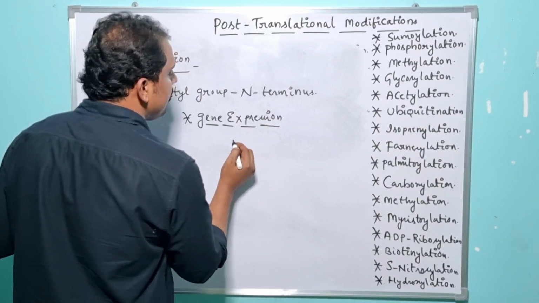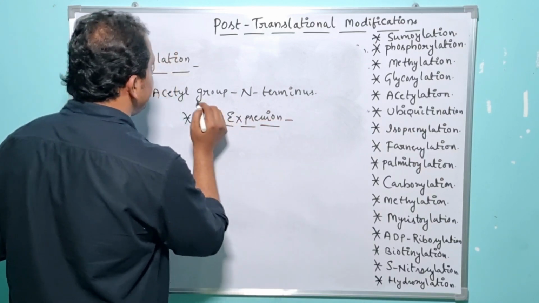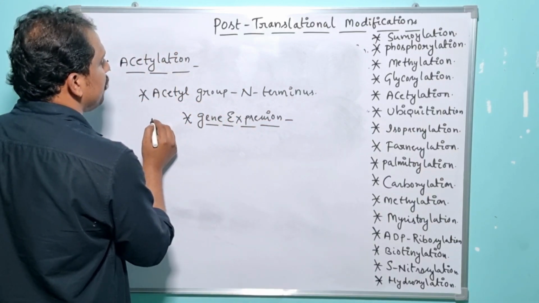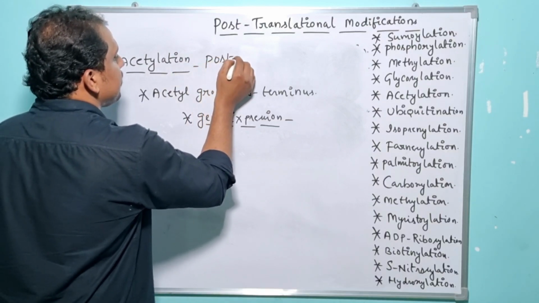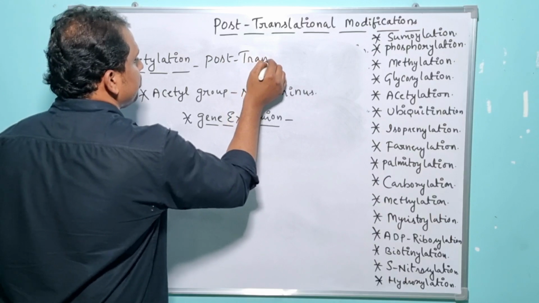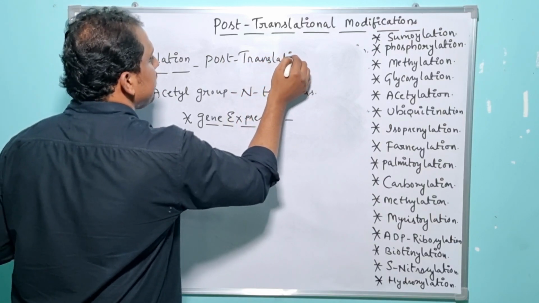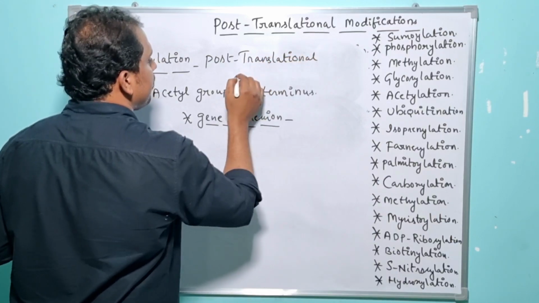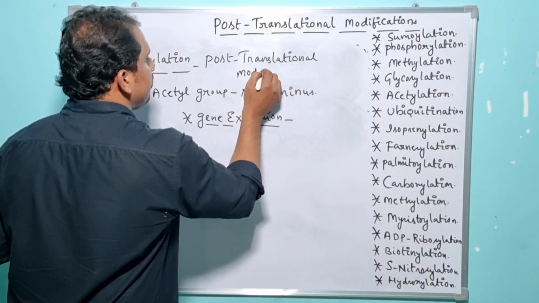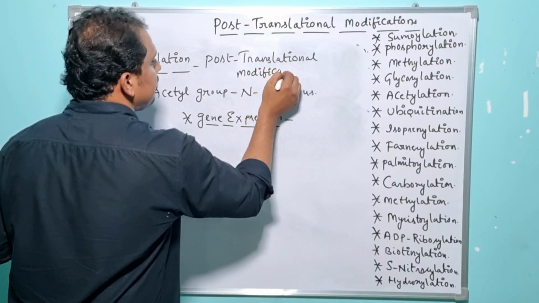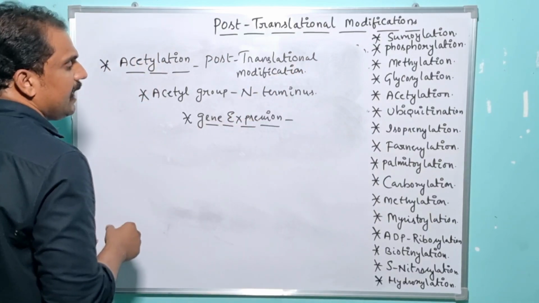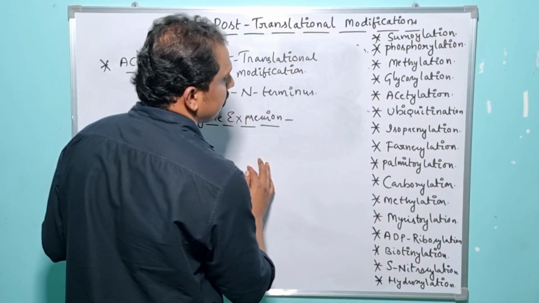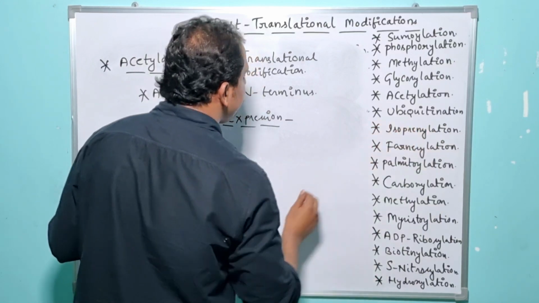Once a specific gene is to undergo expression, most commonly gene expression is carried out by taking advantage of a specialized post-translational modification, and it is acetylation, right? The acetylation post-translational modification is most commonly observed in nearly all cells. So this is about acetylation, and the next specialized post-translational modification is ubiquitination.